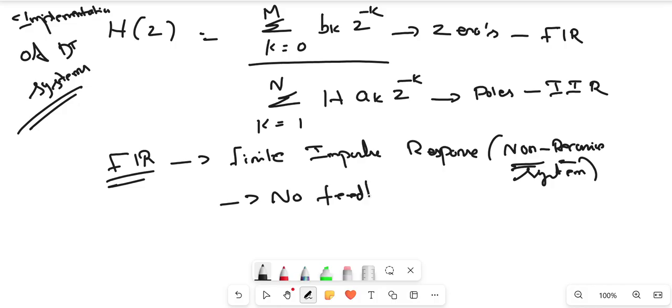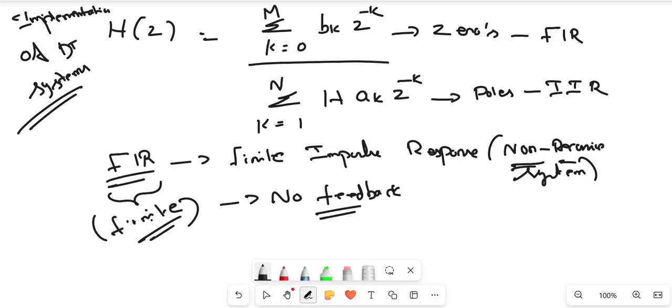This we discussed in detail in the last class. No feedback in the system. So it's a finite sequence. The duration of the impulse response is finite. Finite impulse response.